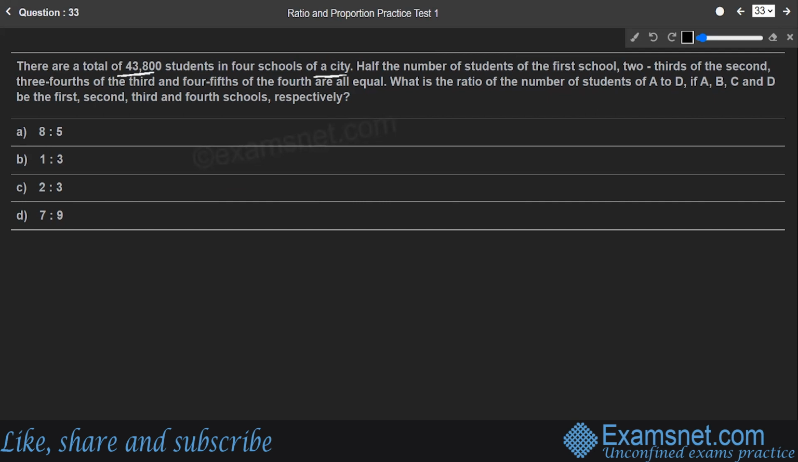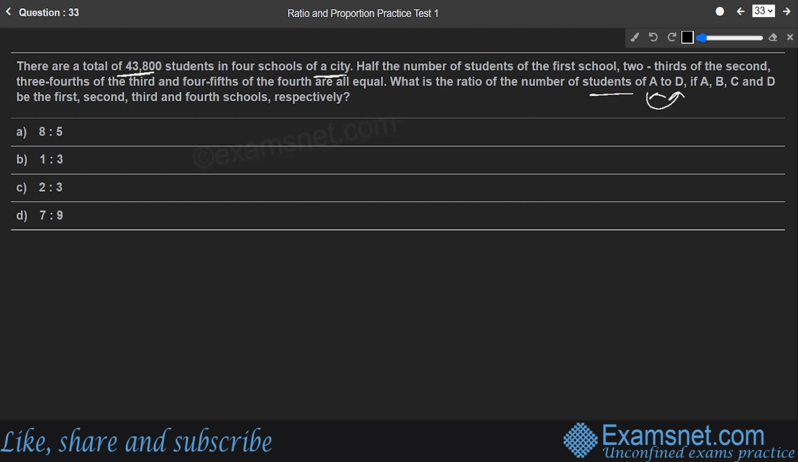Half the number of students of the first school is 2/3 of the second, is 3/4 of the third, and is 4/5 of the fourth, all equal. So the connection between all 4 schools has been given in terms of students. What is the ratio of the number of students of A to D, if A, B, C, and D are the first, second, third, and fourth school respectively? So the first school is A, the second can be referred to as B, and so on till the fourth being D.